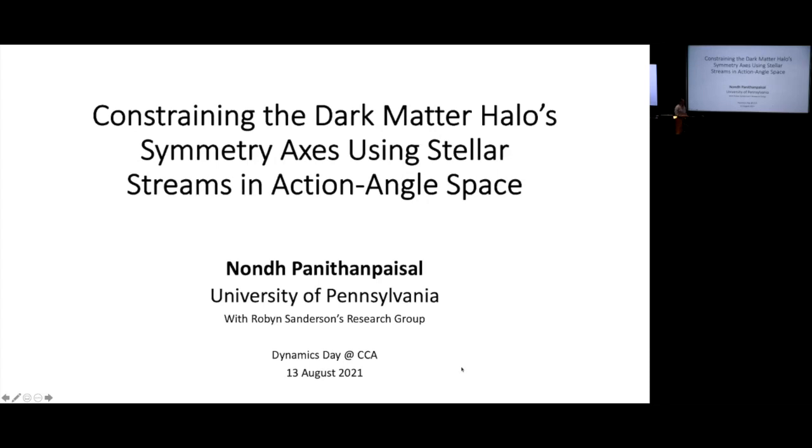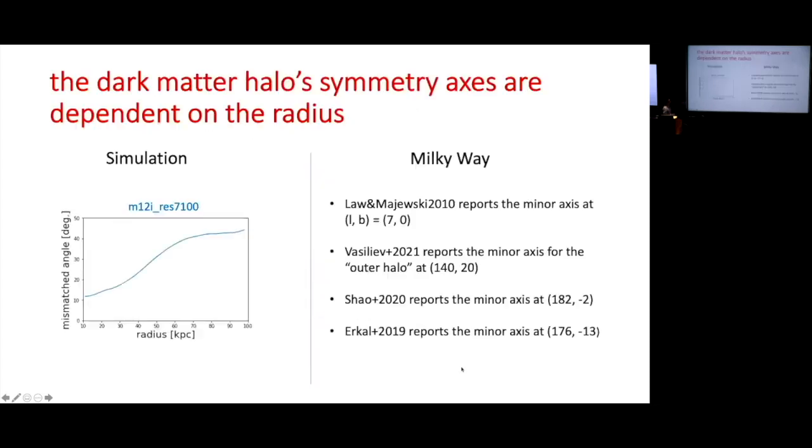Right now, I'm a graduate student at University of Pennsylvania, working with Robin Sanderson. And today, I'm excited to tell you about how to use stellar streams in action and angle space to try to constrain the dark matter halo symmetry axis. And by the symmetry axis, I just mean the minor axis in this case, or the axis with the smallest eigenvalue. So let's get started.